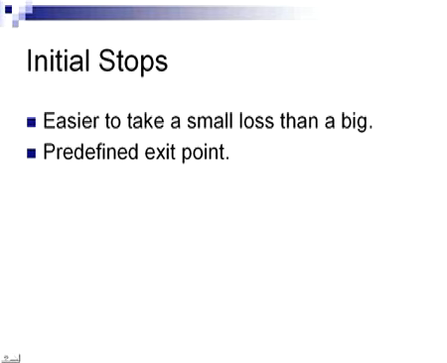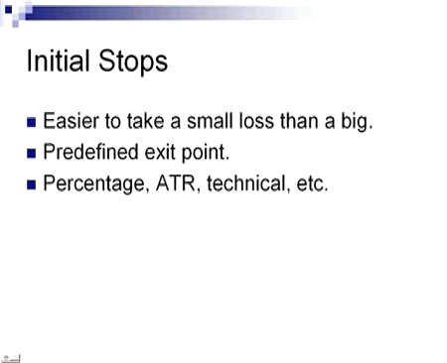An initial stop is simply a predefined exit point that you calculate before you enter into the trade. There are plenty of different ways that you can calculate it. You can use percentage, ATR, and technical. So for an initial stop, if you imagine the point at which you're about to enter into a trade, you take that point and subtract, depending on what calculation you choose, a certain amount from your entry point, and that becomes effectively your line in the sand. It's the point at which, if the price goes below that, you'll exit.